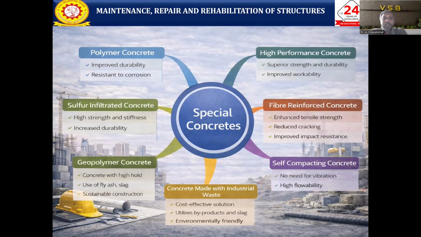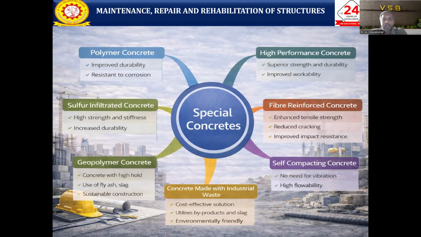One is polymer concrete. In polymer concrete, we have seen improved durability and resistance to corrosion. Sulfur infiltrated concrete has high strength and high stiffness, and increases durability. Geopolymer concrete, with high strength, can use fly ash or slag for sustainable construction. High performance concrete gives superior strength and durability, and improves workability. FRP enhances the tensile strength of the concrete, reduces cracking, and improves impact resistance.